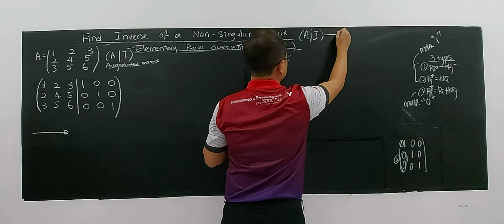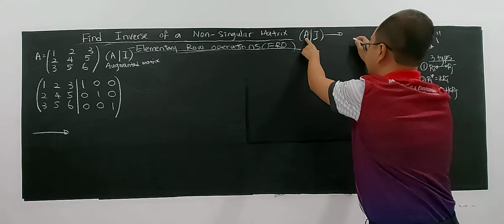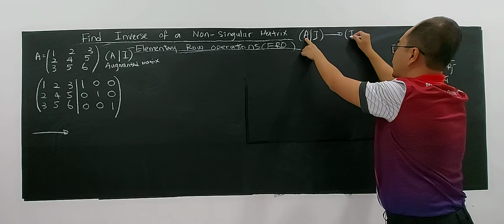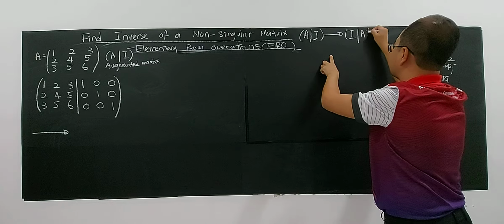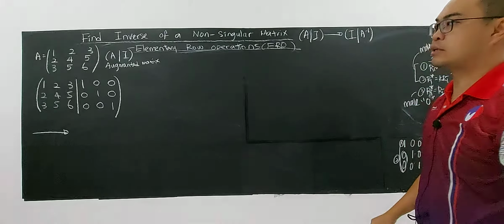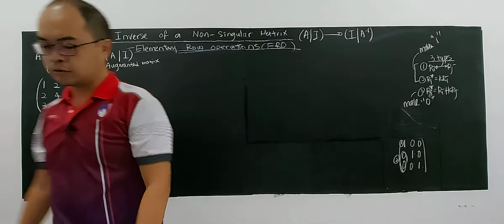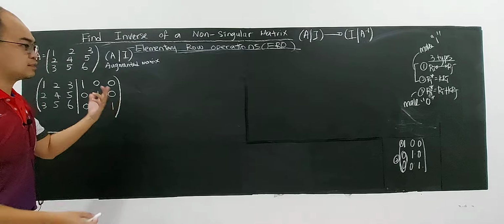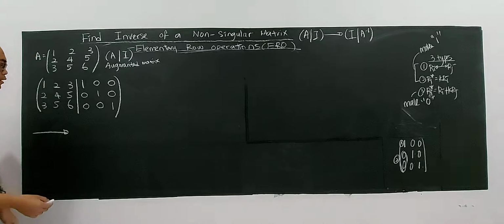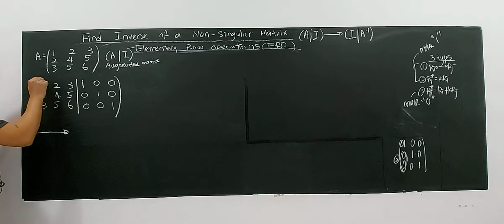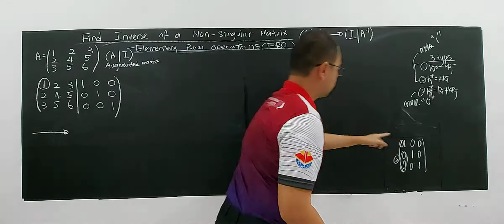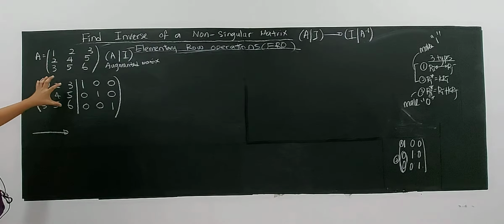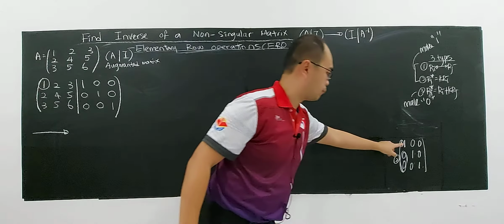It means from this augmented matrix, from the A here, finally the A will become an identity, and the identity here will become the A inverse. It's very special, right? Magic. But before you enjoy the magic, you must see the flow of this magic. So first, you must make this one become 1. You want to make this become identity.